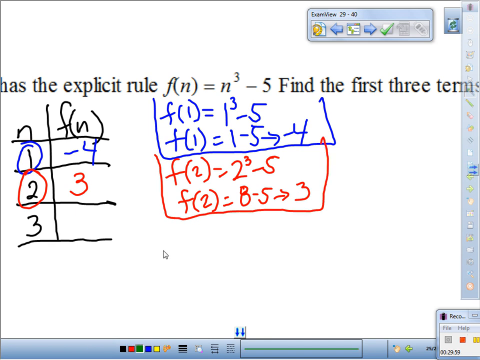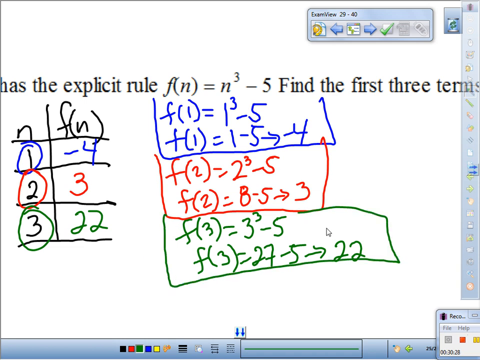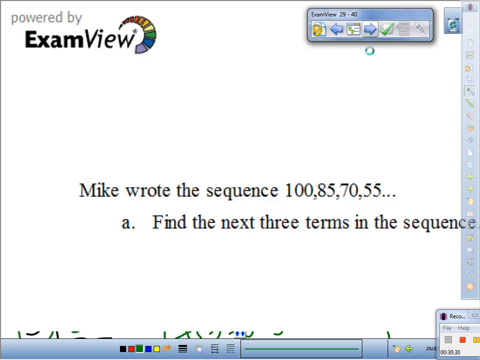And I'm down to the last one. What's my last one? F of 3. F of 3 equals 3 cubed minus 5. F of 3 equals, what is 3 cubed? 27 minus 5, which is 22. We good? Notice that this one's just straightforward. You just compute and that's it. You get the values. All right? Move on, number 30.